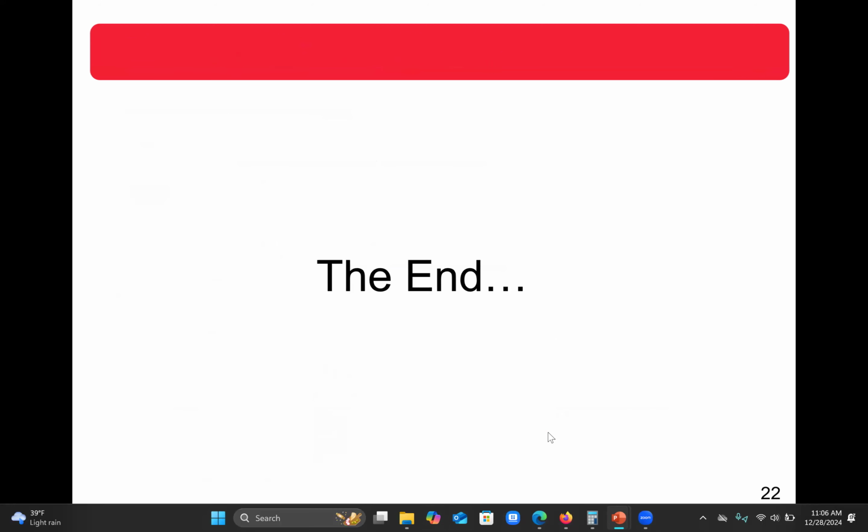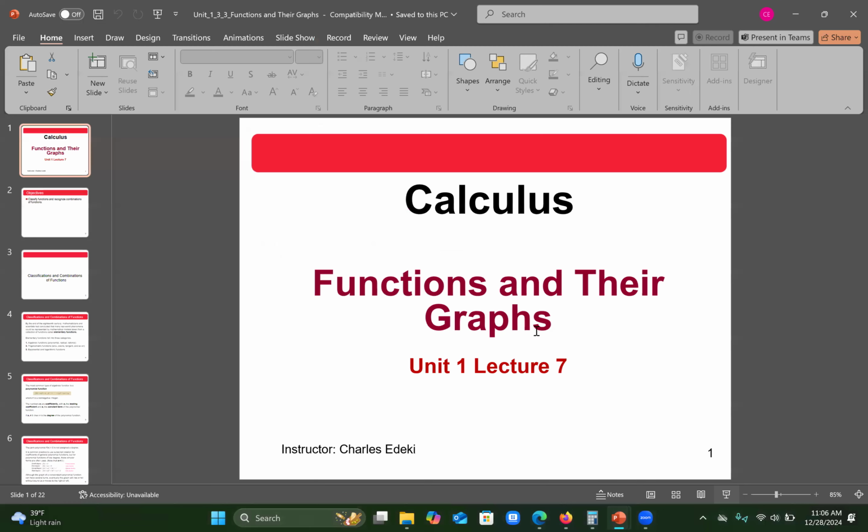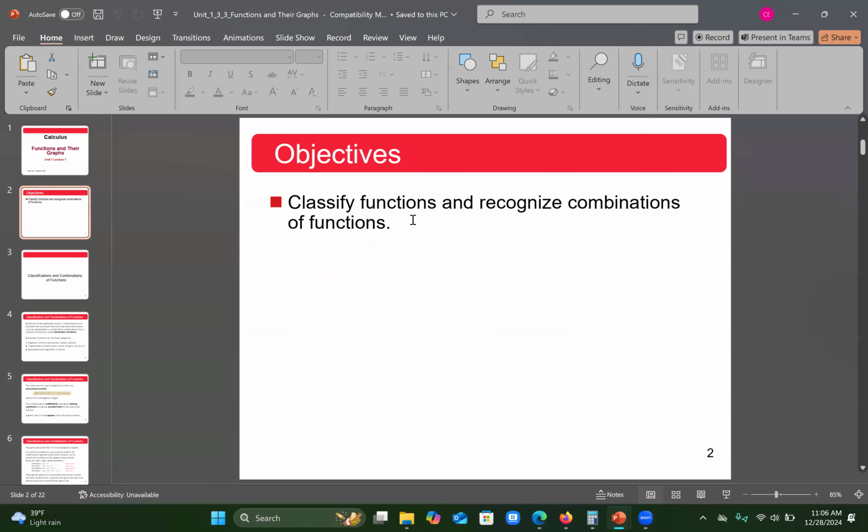So this will be the conclusion of our lecture. The main goal of this lecture again is to classify functions and also recognize combination functions. Combination functions, as we said earlier, can be arithmetic operations such as plus, minus, quotient, and multiplication. And also we saw the concept of composite function, where one function can be the argument of another function.